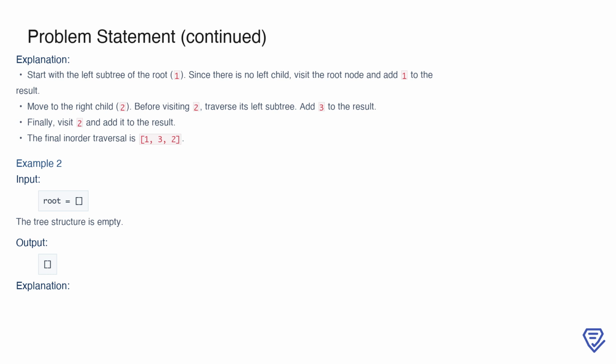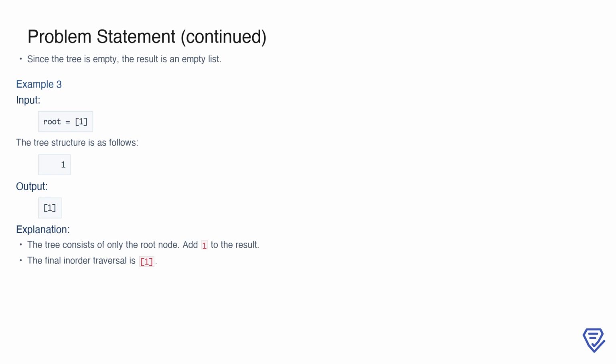Another example is when the input root is an empty tree, represented as []. In this case, there are no nodes to traverse, so the output is simply an empty list. For an empty tree, the traversal is straightforward since there are no nodes. The result is an empty list.